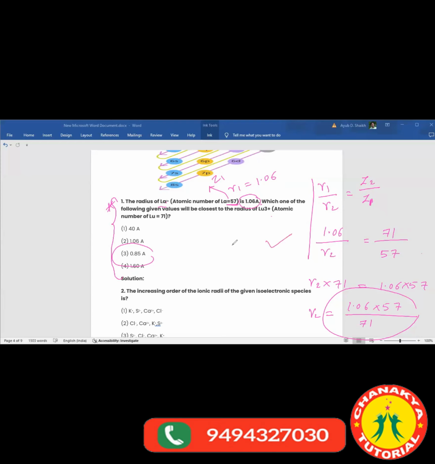Are both of them from the Lanthanide series? Yes, you also got the same answer, 0.85. Means both by the calculation and by the logic, you will get the same answer. And your option C, the third option, is the correct option.